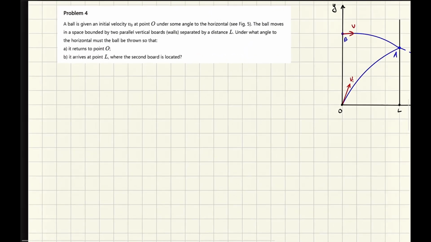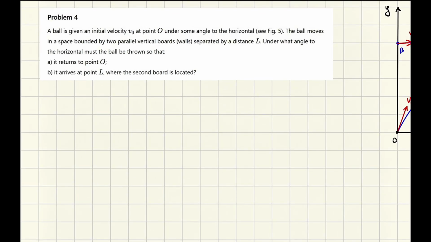A ball is given an initial velocity at point O under some angle to the horizontal. The ball moves in a space bounded by two parallel vertical walls separated by distance L. Under what angle to the horizontal must the ball be thrown so that it returns to point O? It arrives at point L where the second board is located.